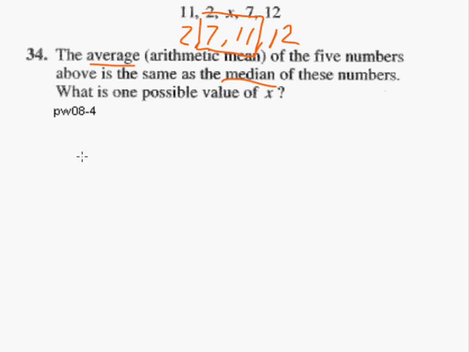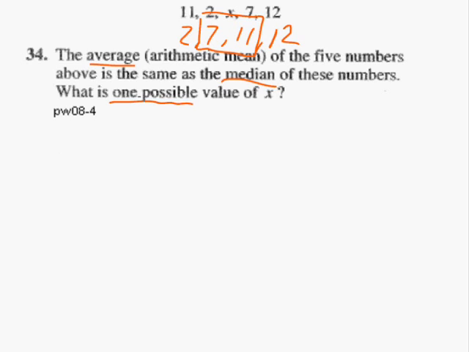And how do we know there's going to be more than one right answer? It says one possible value of x, which means there's more than one right answer, and we just have to put in one of them and we would have the correct answer.